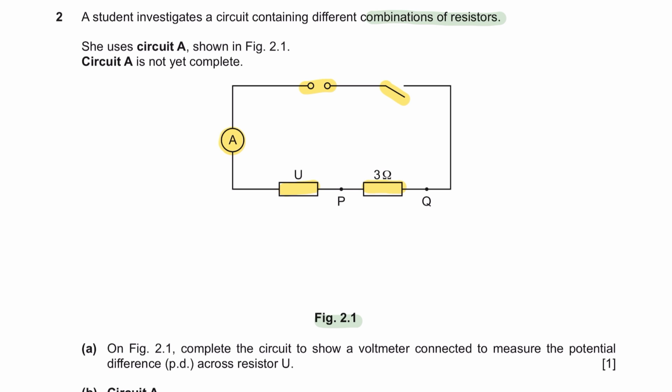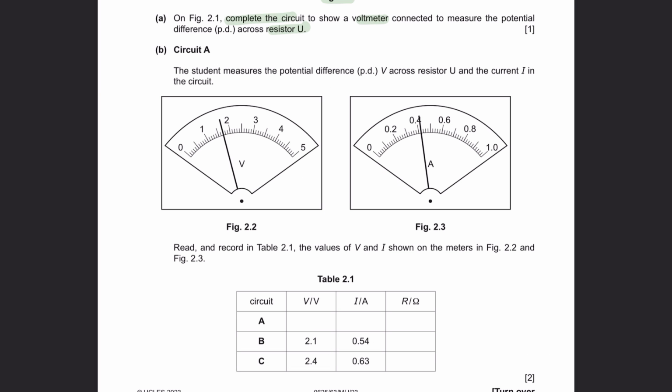Question A. On figure 2.1, complete the circuit to show a voltmeter connected to measure the potential difference PD across resistor U. The voltmeter is always placed in parallel across the component that you are measuring, and in this case would be resistor U.